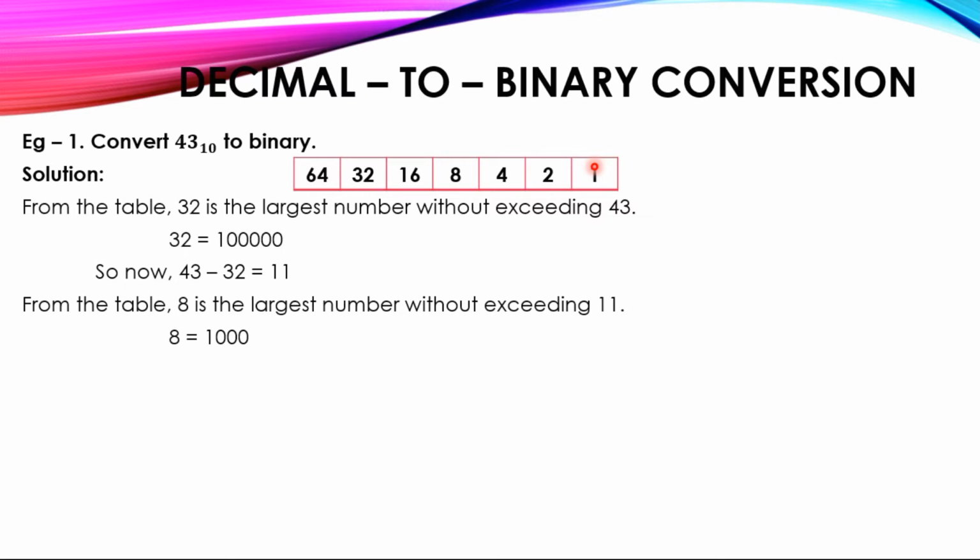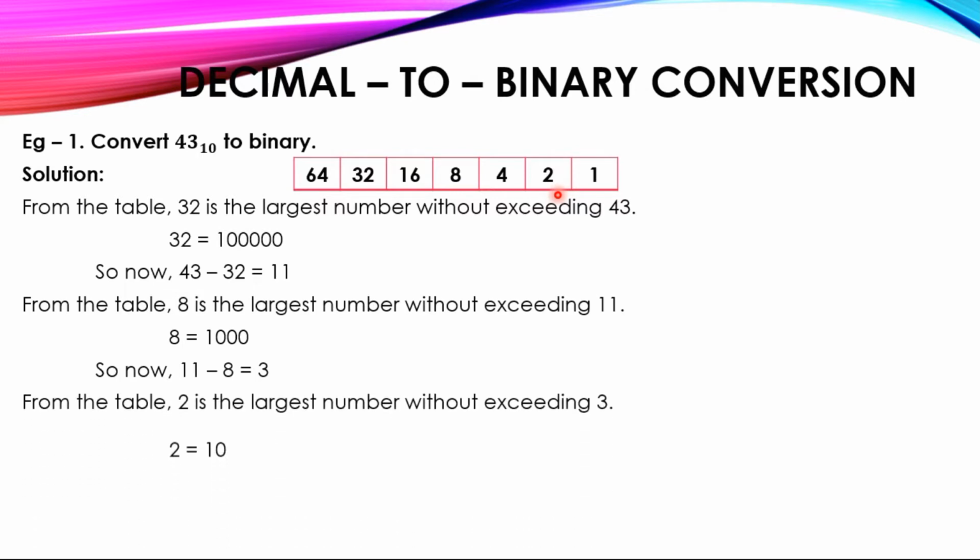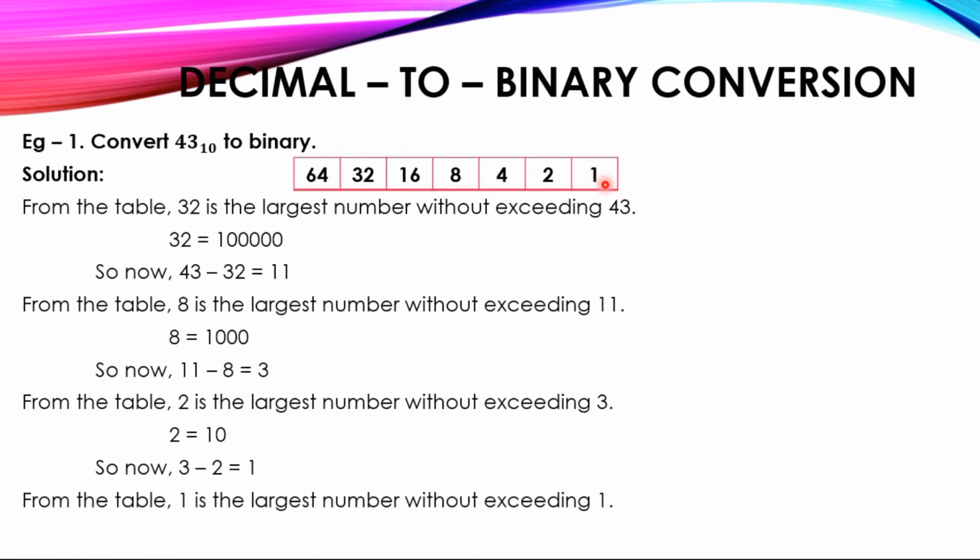Now again we will repeat the same thing. So now 11 minus 8 is equal to 3. Now from the table the largest number before 3 is 2. So here it will be 1, 0. So here you can see 2 is 1 and 0. Now 3 minus 2 will give you 1. So this will be 1. So from the table 1 is the largest number without exceeding 1. So the last number will be 1.